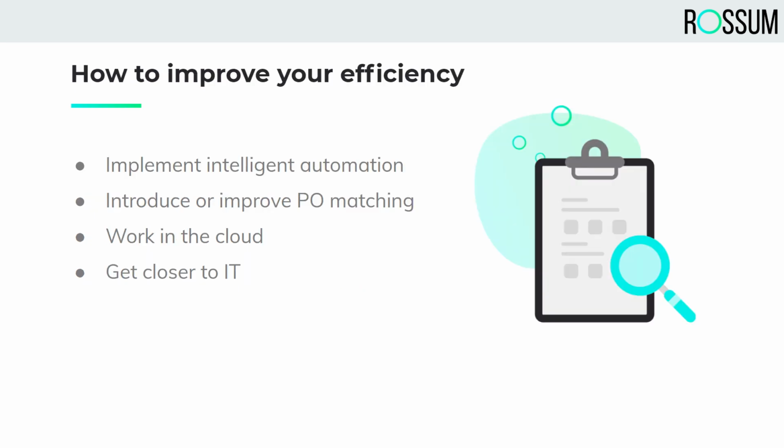Okay, so now we want to talk about how you can actually improve your efficiency in your AP department. We recommend implementing an intelligent automation solution. Of course, you can't completely remove the human element, but it's important to determine which AP procedures you want your intelligent solution to manage for greater accuracy and efficiency.